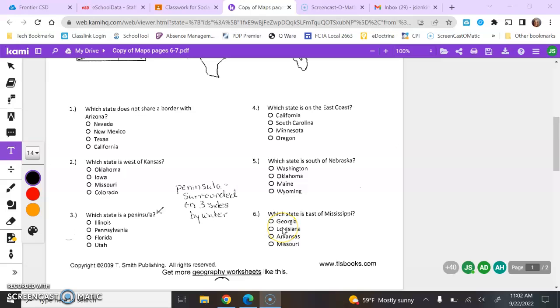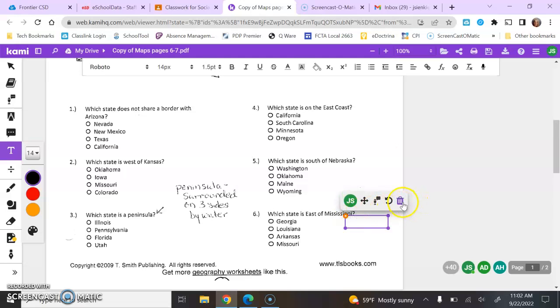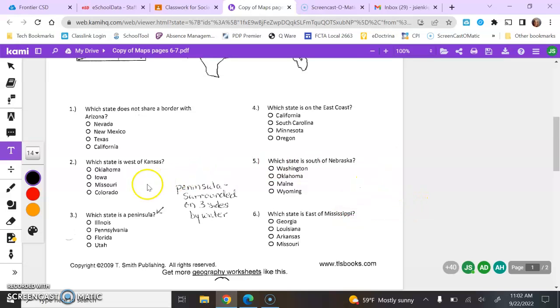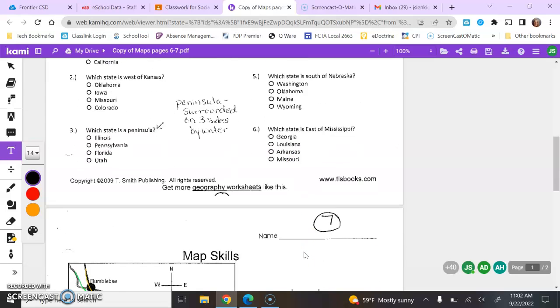And then number 6, which state is east of Mississippi? Again, I hope that you were paying attention when I talked about north, south, west, and east in questions 2 and 4, and you maybe labeled your map at the top. So which state is east of Mississippi? Is it Georgia, Louisiana, Arkansas, or Missouri?